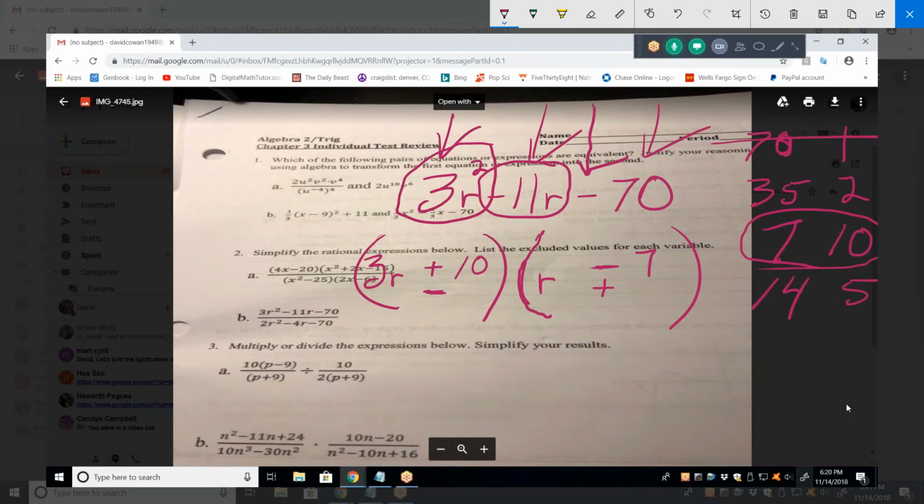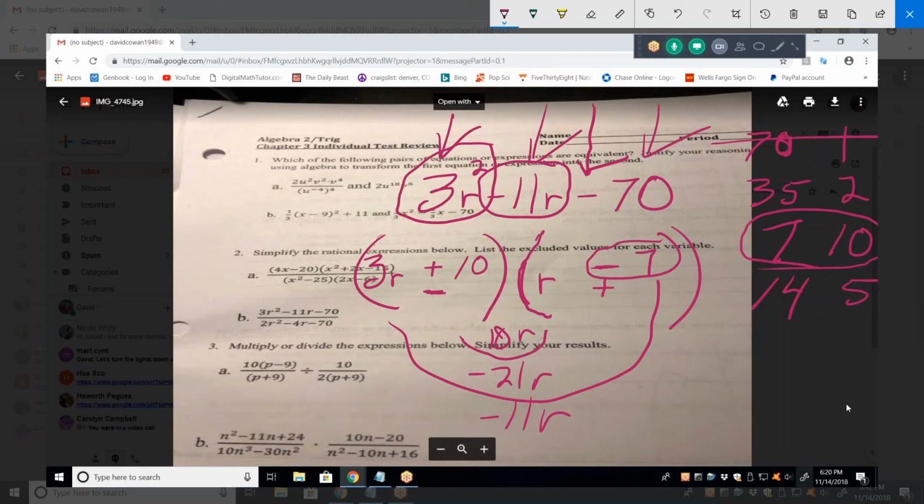Now, what do you produce as a middle term in your final quadratic with this answer? What's the inside multiply to? 10r. And the outside? Negative 21r. In other words, you're multiplying it by that. Combine both of those, you get minus 11r. Bingo, we found our answer.